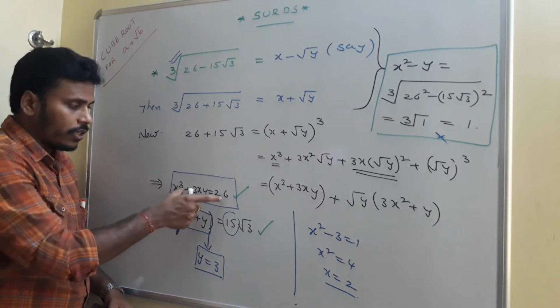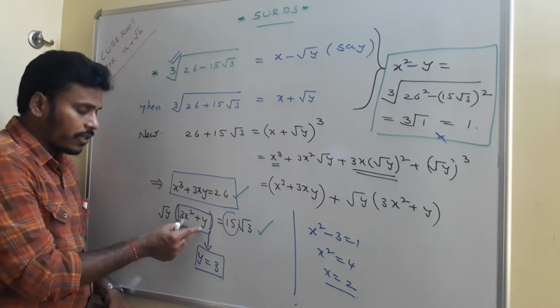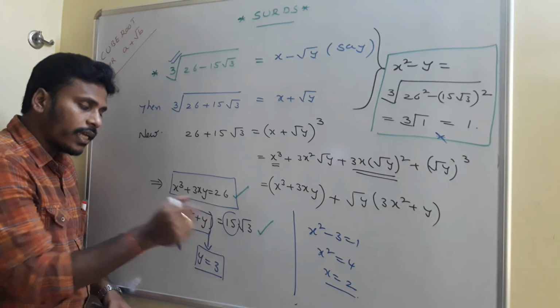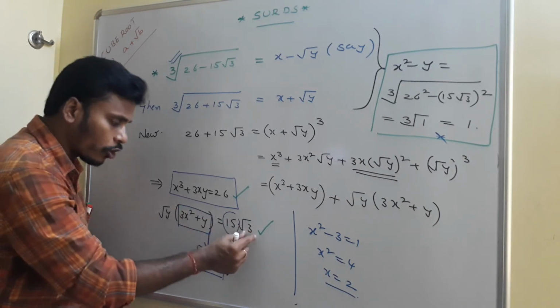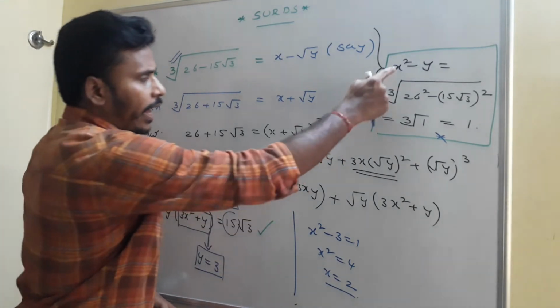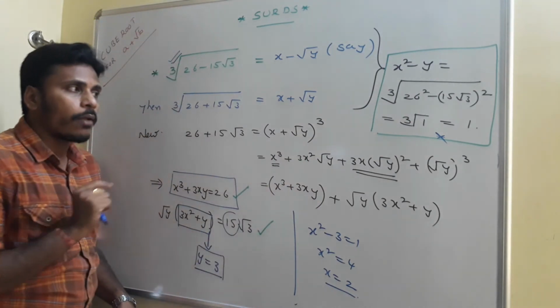Now look here, this is one relation on x and y. 3x square plus y is equal to 15 is another relation. Root y is equal to root 3 may be a relation. x square minus y is equal to 1, one more relation.